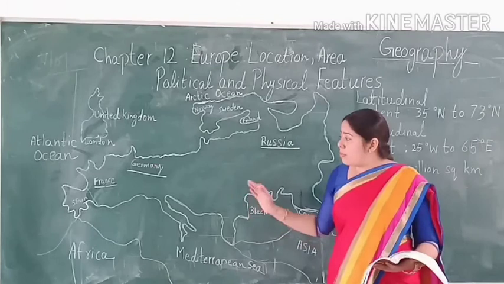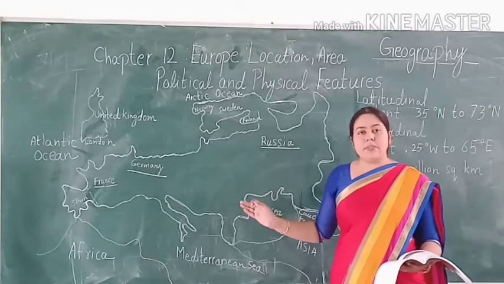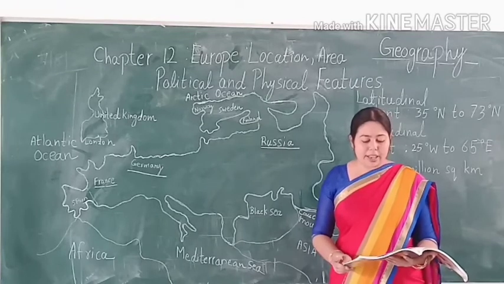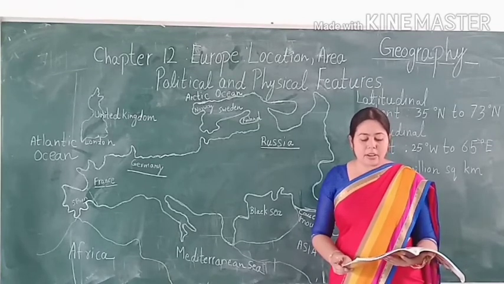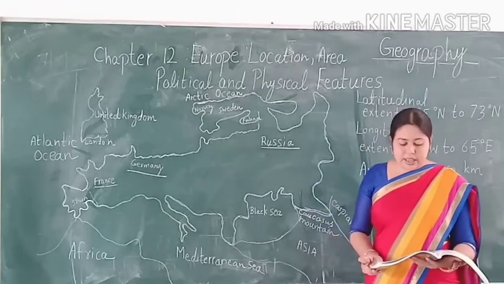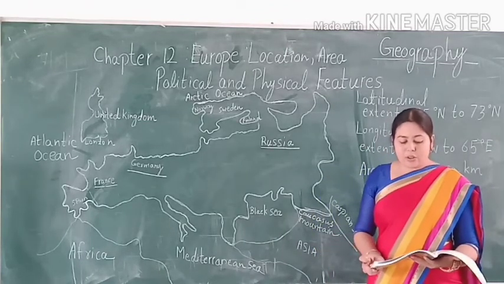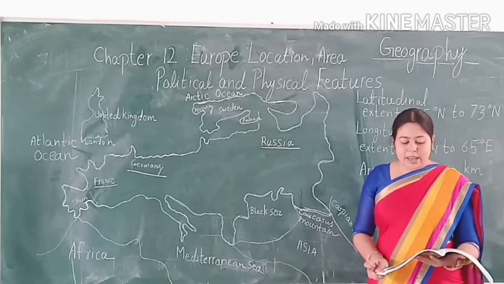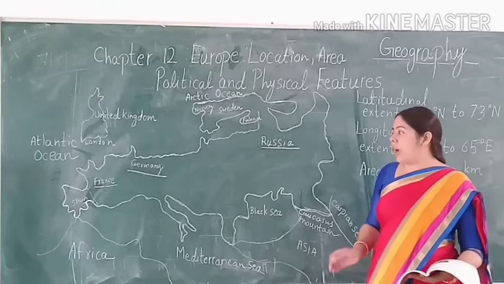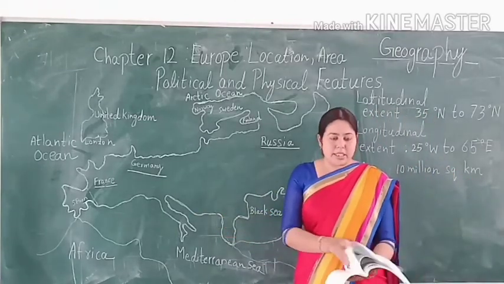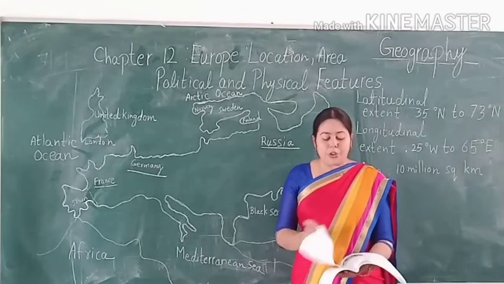And the last important city in Europe is Vatican City. The Vatican City is the center of the Catholic Church and is surrounded by the city of Rome on all sides. The Pope, who is the head of the Roman Catholic Church, resides in the Vatican Palace in St. Peter's Square. So students, these are some important cities of Europe.